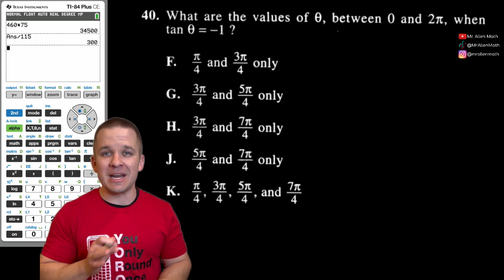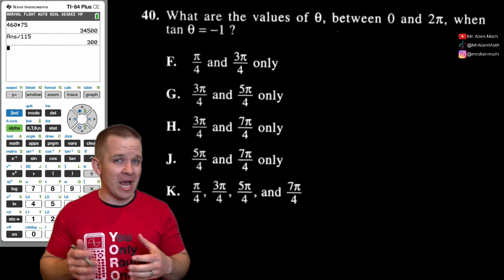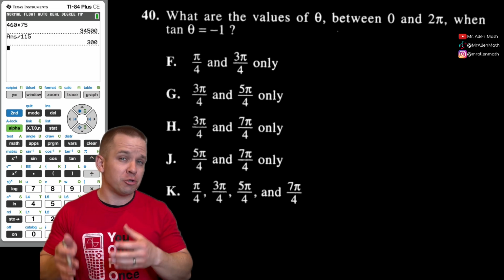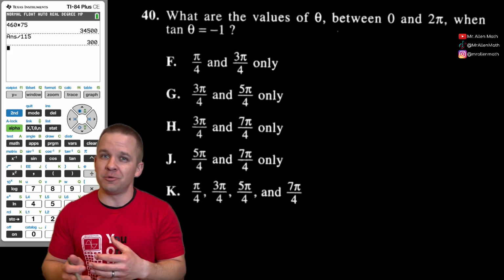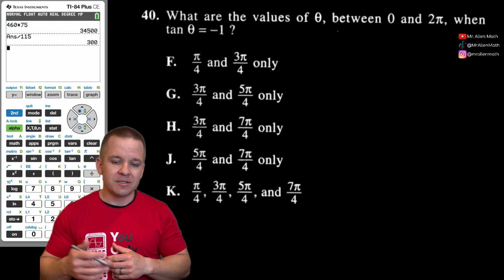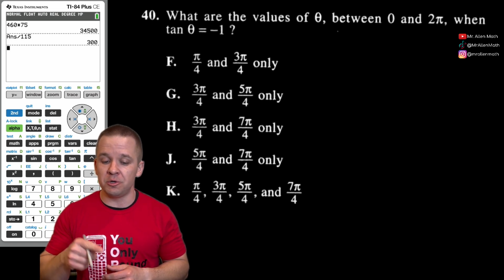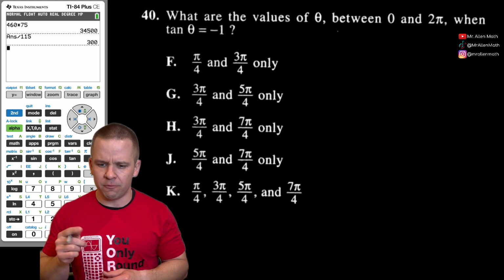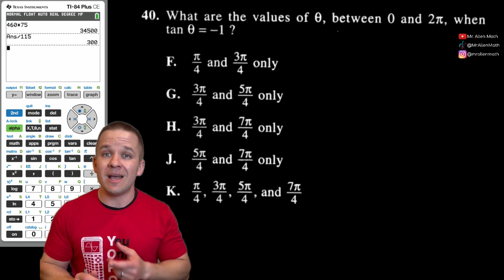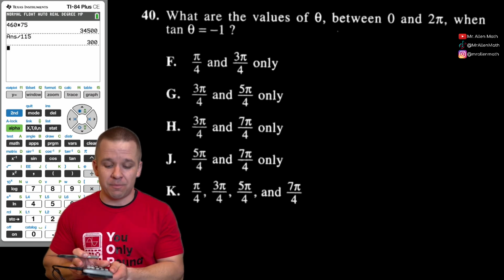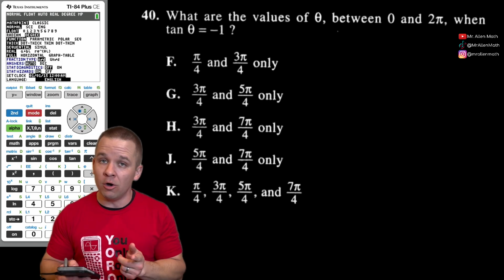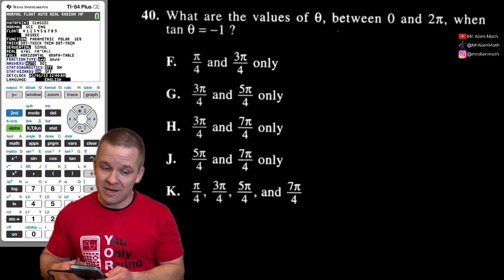So this is a problem you may not have seen before if you're currently an Algebra 2 student, because it has to deal with trigonometry, but on the unit circle, not so much your right triangle SOHCAHTOA type stuff. It says, what are the values of theta between 0 and 2 pi when tangent of theta equals -1? First off, what is this 0 and 2 pi? That's radians. So I'm going to suggest you guys bust out your calculator on this one, hit mode, and then go down to radian, okay?